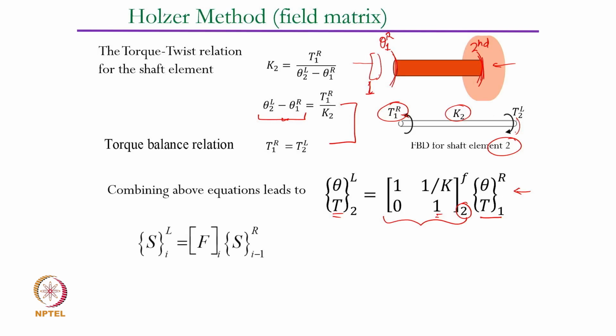So this is represented as F, that is called the field matrix, and it relates the state vectors on the left of the next element to the right of the previous element. So that is how the right of the previous element and the left of the ith element get related, as you can see. So the general expression relating the two state vectors is given by the field matrix.